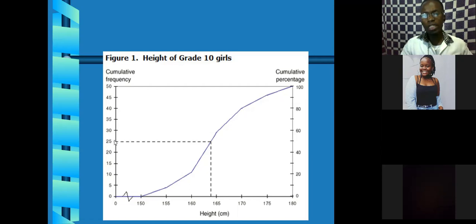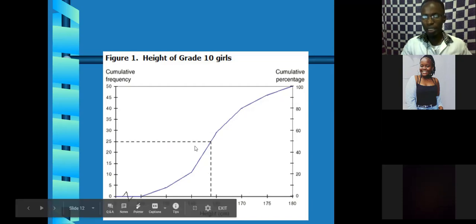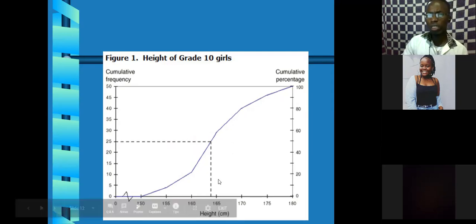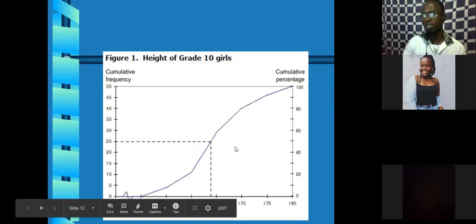So what is the 50th percentile? What height is the 50th percentile? When you follow that line and go down there, you're going to find that it is somewhere around 163, 164, and this is in centimeters. It is going to be about 164, 163 centimeters. So 163, 164 centimeters is the 50th percentile.